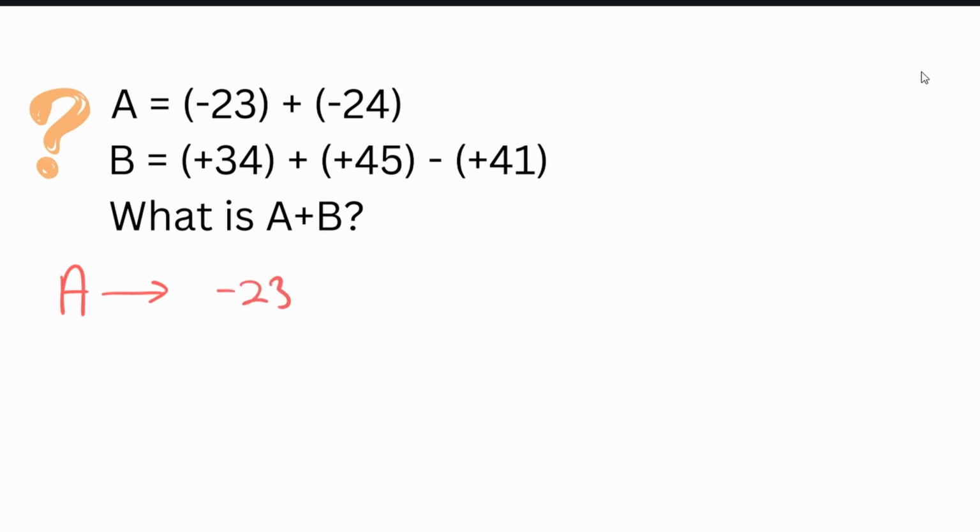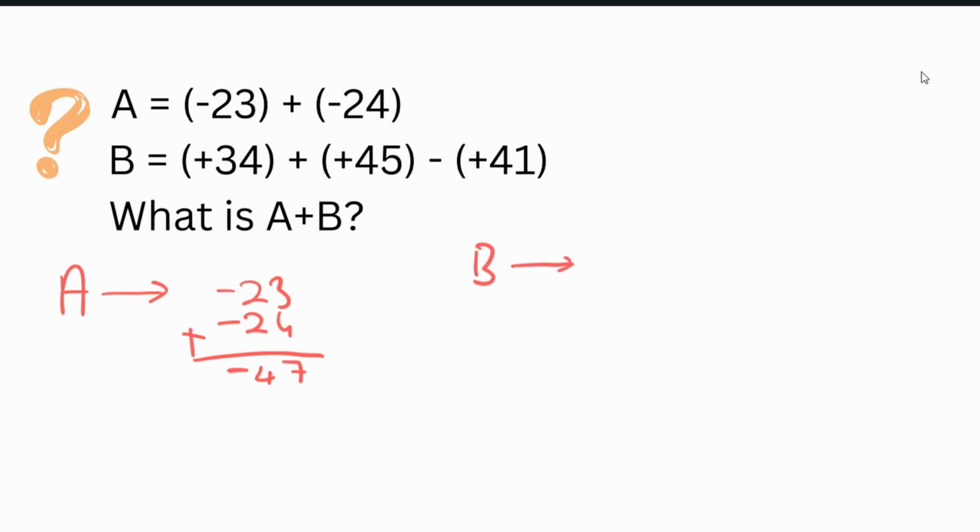Negative 23 and negative 24. We're just going to add them. 3 plus 4 will give you 7. 2 plus 2 will give you 4. And if you add two negative numbers, the answer will be negative.